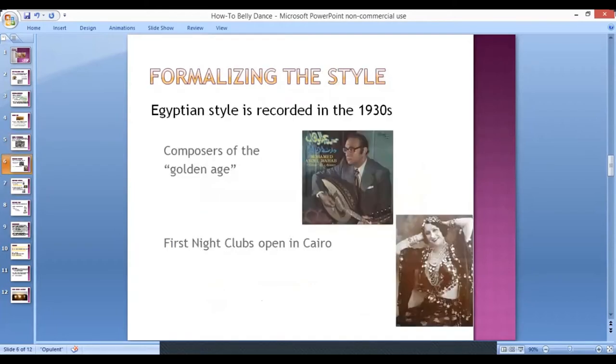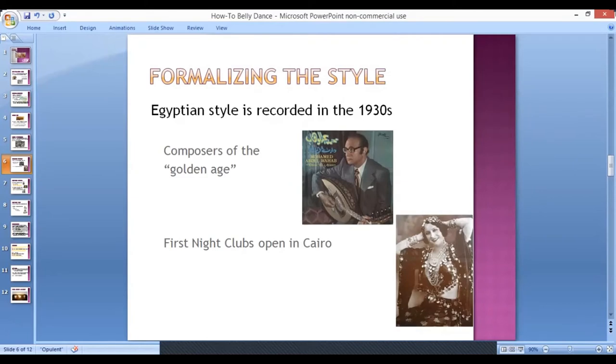So formalizing this style, really, the Egyptian style of dance was first recorded in the 1930s. And composers of the Golden Age, and this man pictured is Muhammad Abdel Wahab. There are other famous composers of that time, Halim Abdel Hafez and Farid Al-Atrash are very well known. The first nightclubs opened in Cairo. If you go to Egypt today and you want to see a belly dancer, you go to a nightclub. You might see them in your hotel, but that's the place to see the most famous dancers.